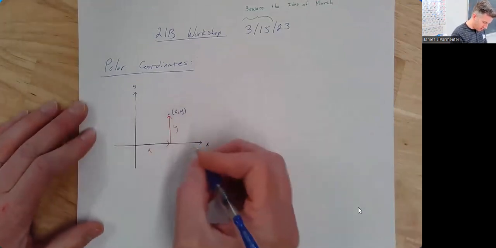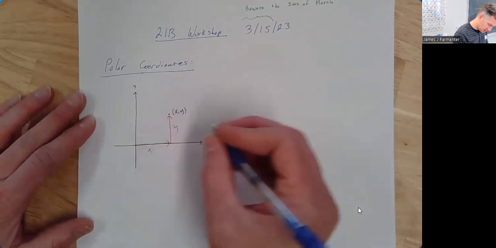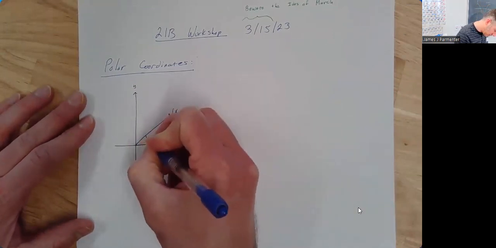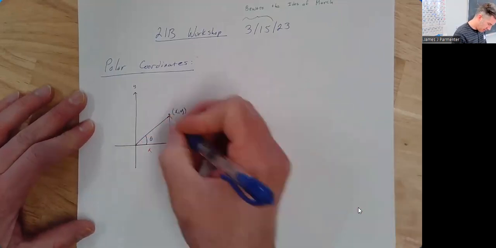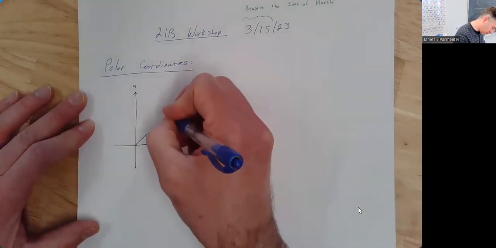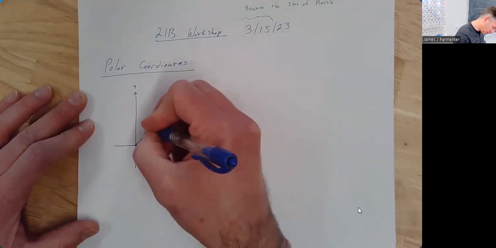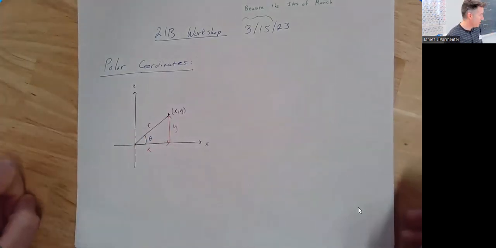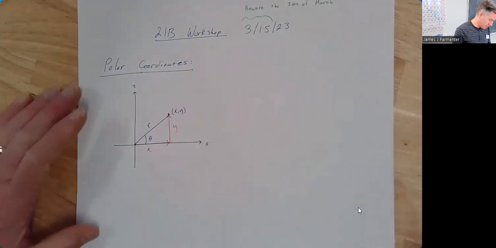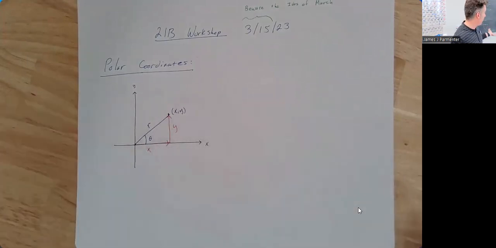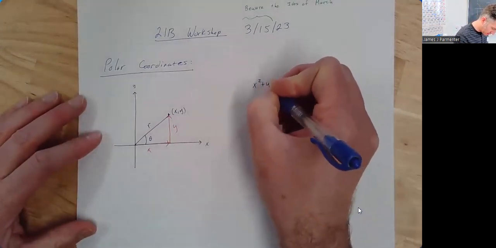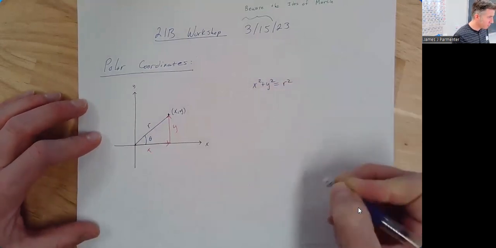So we can measure the angle from the positive x-axis and say that angle is theta, and that distance we're going to go from the origin to the point is some r. And the way we relate these is that, I think you can see the Pythagorean relations here. We have that x squared plus y squared equals r squared.